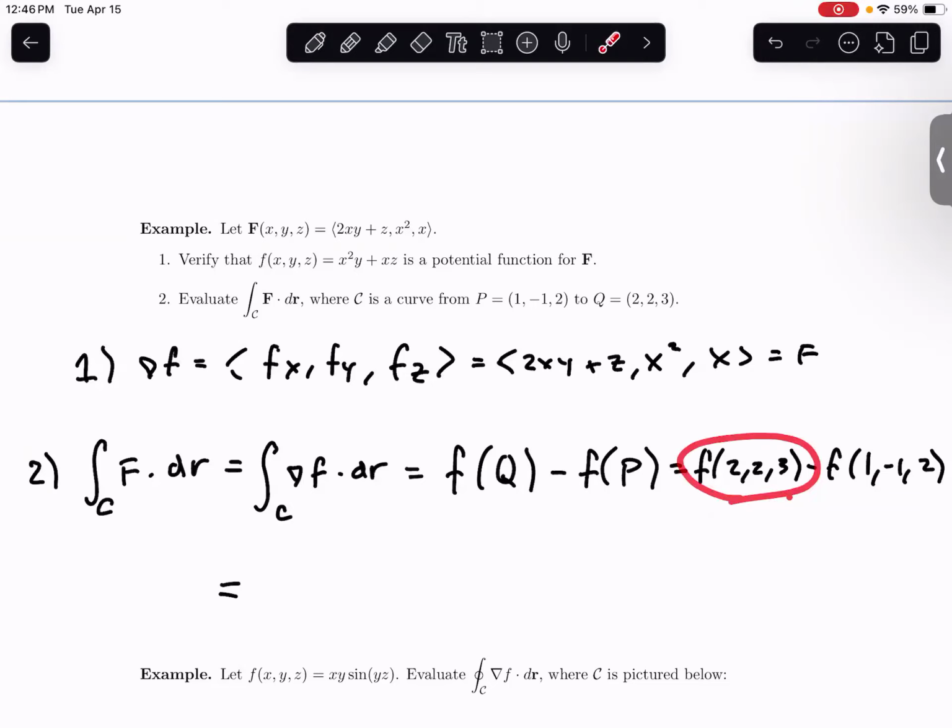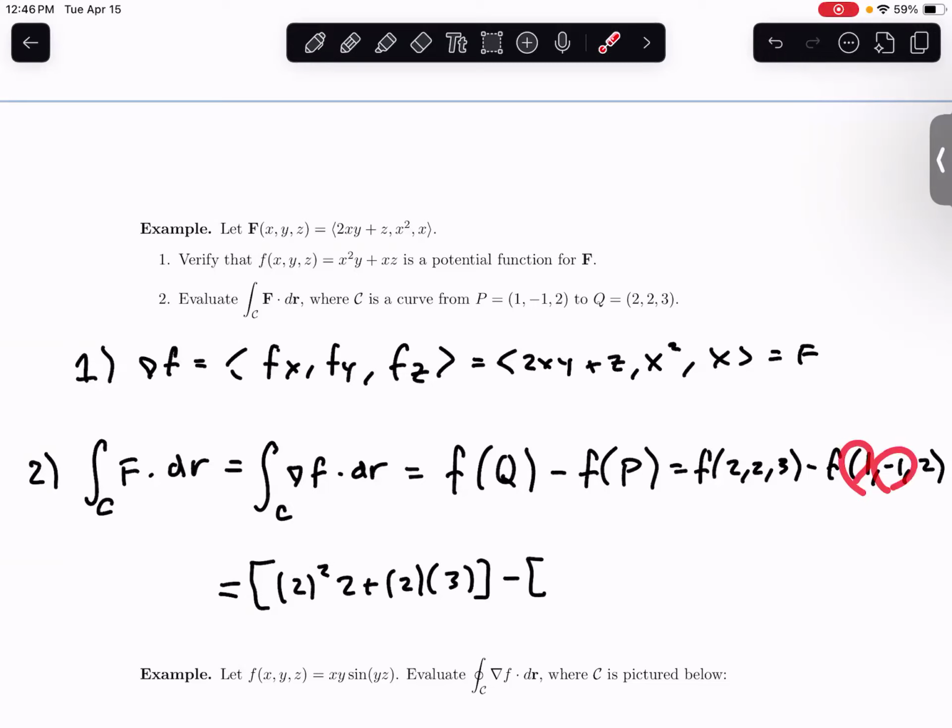If we plug these points into f, f of 2, 2, 3 is going to be 2 squared times 2 plus 2 times 3. And then that's going to be minus what we get when we plug in x equals 1, y equals minus 1, and z equals 2. So that's going to be 1 squared times minus 1, plus 1 times 2. And so this ends up being equal to 14 minus 1, which is equal to 13.